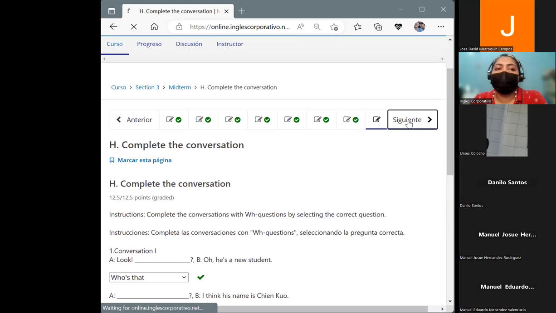In this case it is a vocabulary related to clothes. So we are going to talk about clothes, and in this case it's a vocabulary related to clothes.